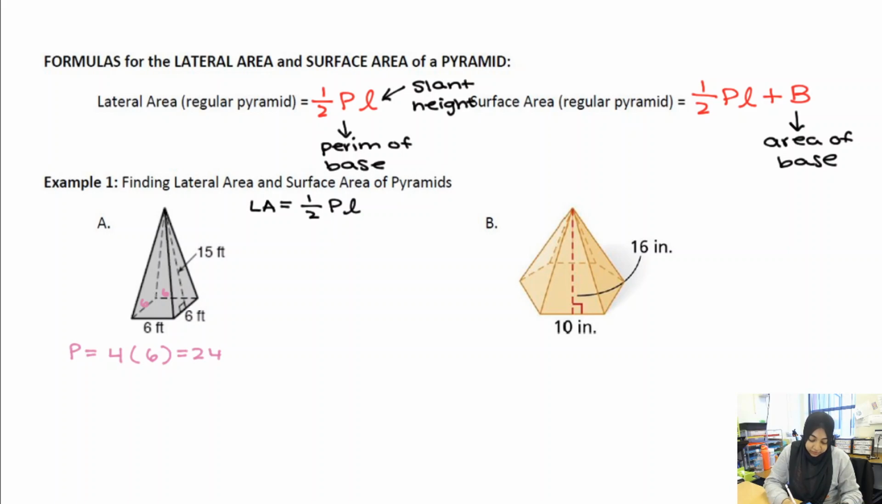So I have 1/2 of 24. And now I want the slant height, which luckily they give to us. The slant height is this segment right over here, because again, it's perpendicular to that base. And so that is 15. And then all I have to do is simplify that, which leaves me with 12 times 15, which is 180 feet squared.